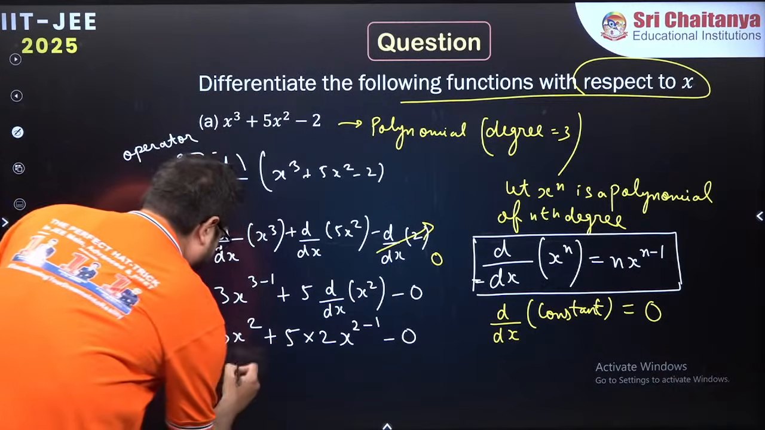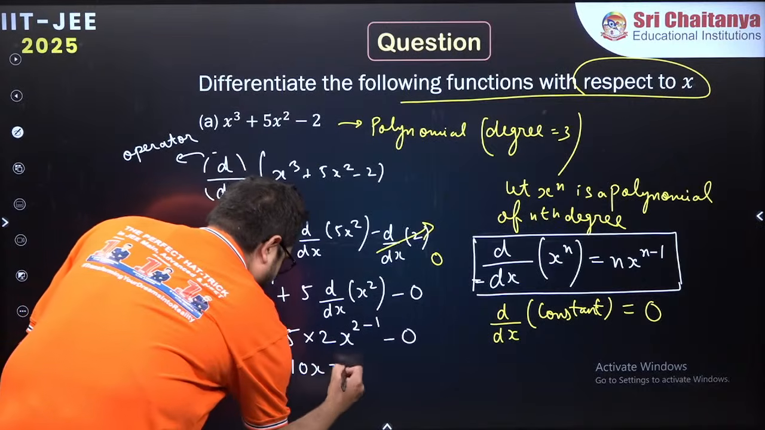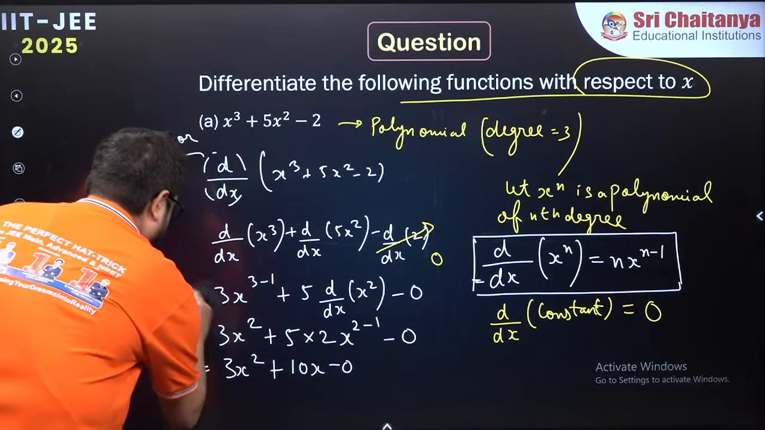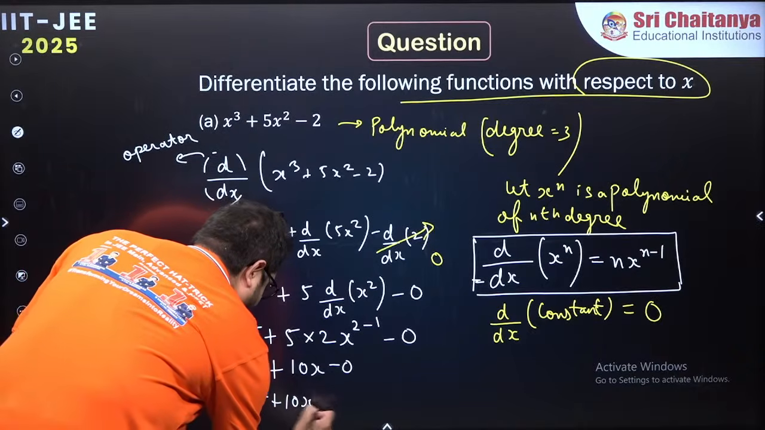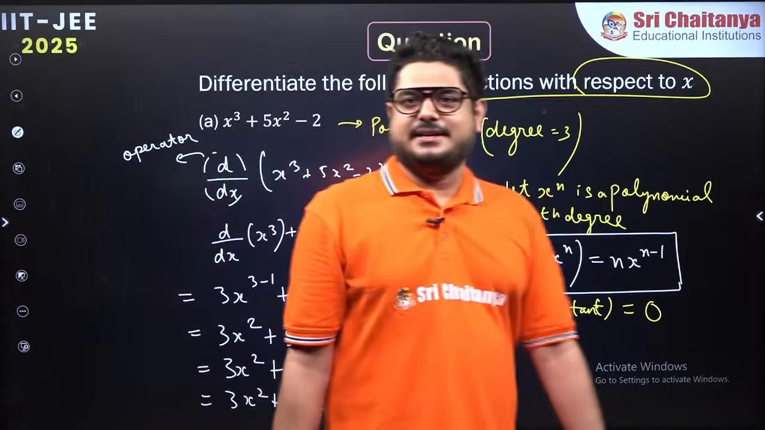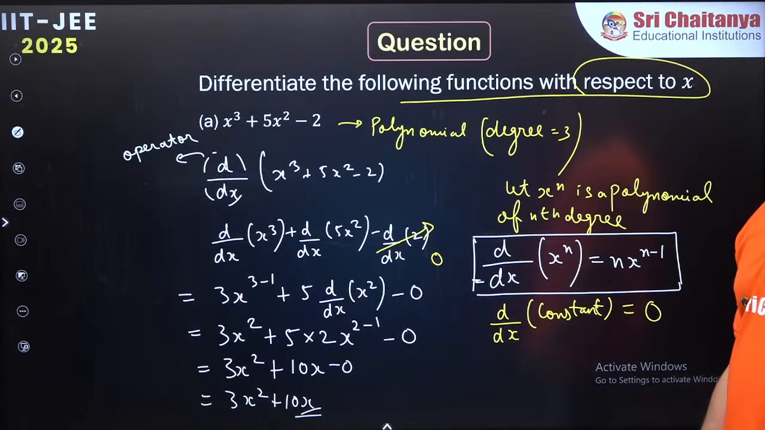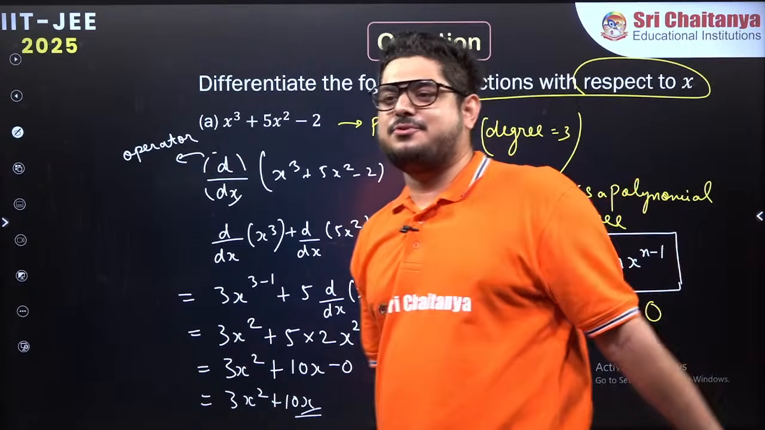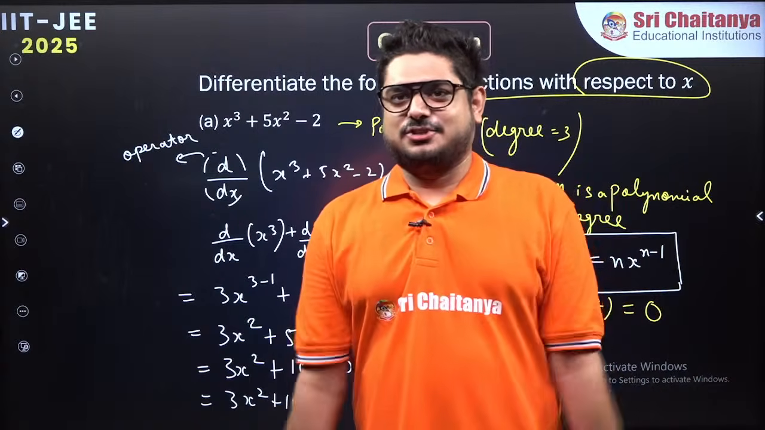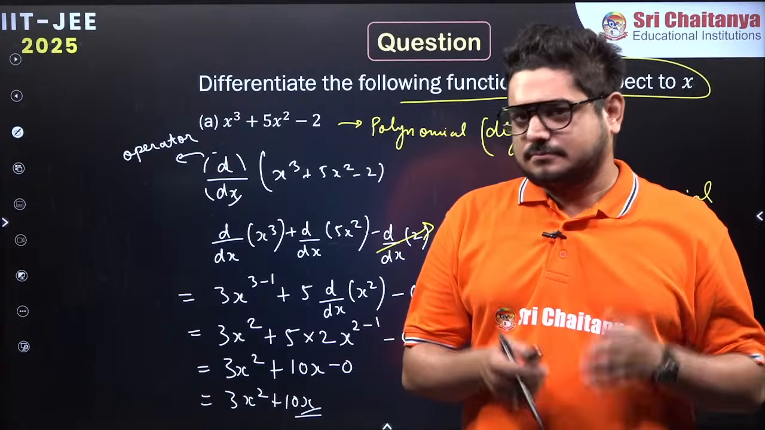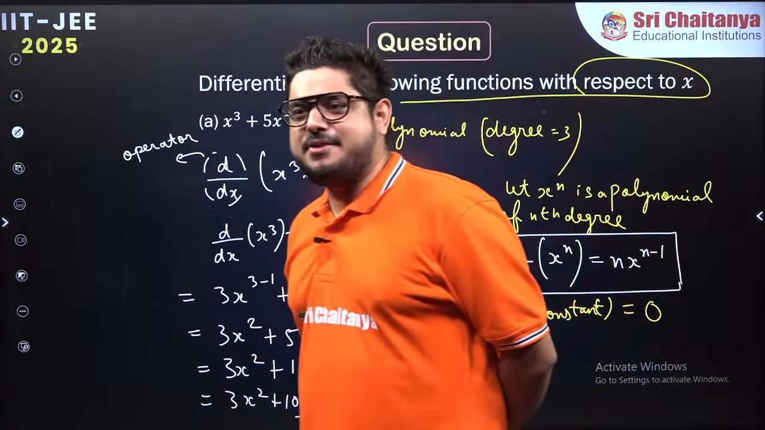So what will I be getting? 3x square plus 10x minus 0. So the answer to this question is going to be 3x square plus 10x. Most of you have already provided the correct answer to this. So I hope this is clear to each and every one of you. 6 won't come as the answer. I haven't given you any value of it. So 3x square plus 10x is going to be the answer to this question. Okay everyone?